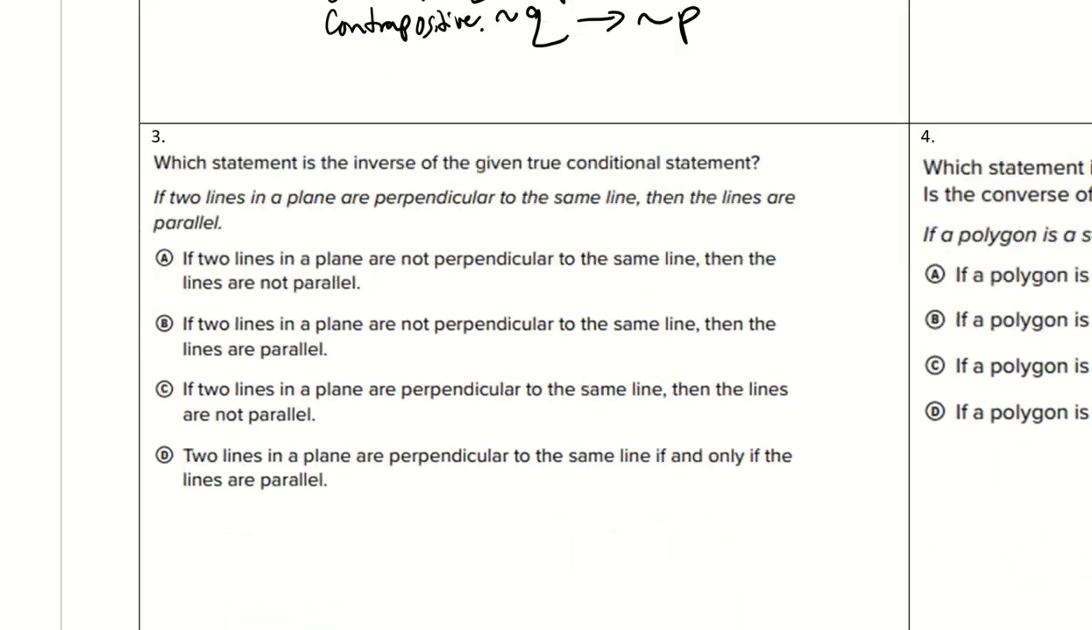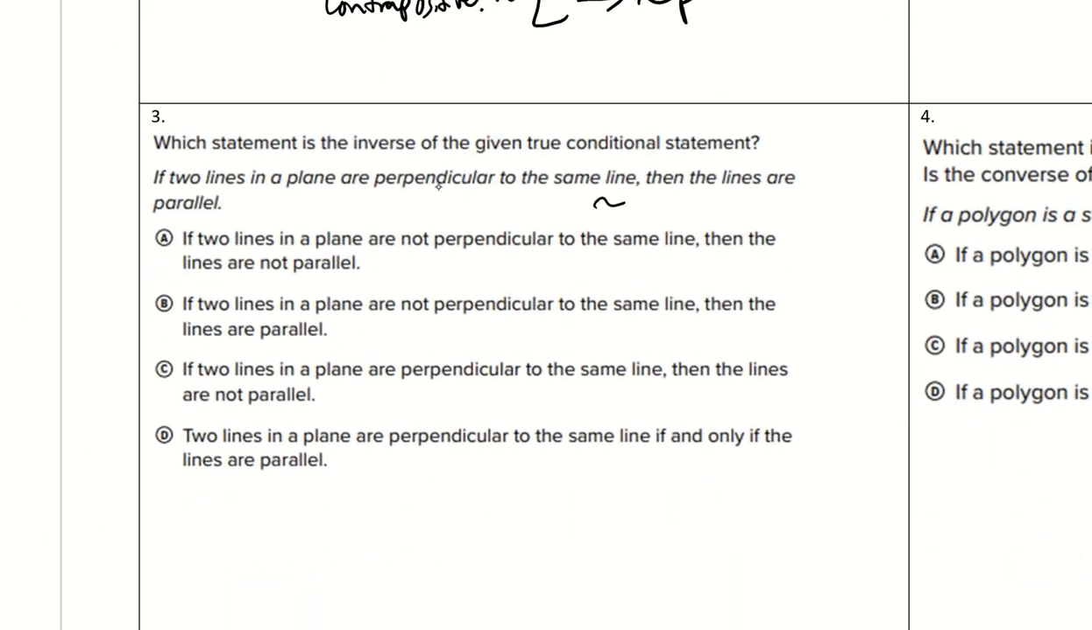All right, which statement is the inverse? So the inverse, again, is not P implies not Q. This is P, this is Q. So if the lines are not perpendicular, then the lines are not parallel.